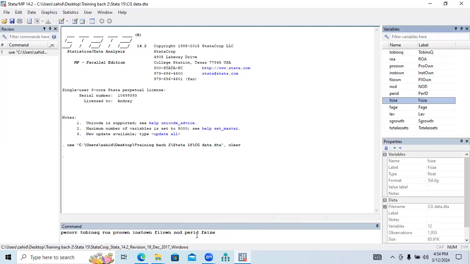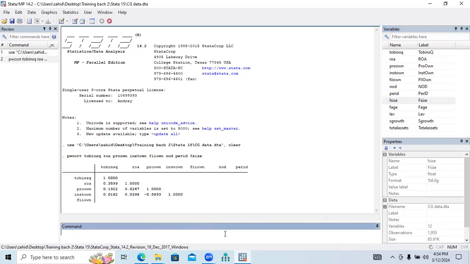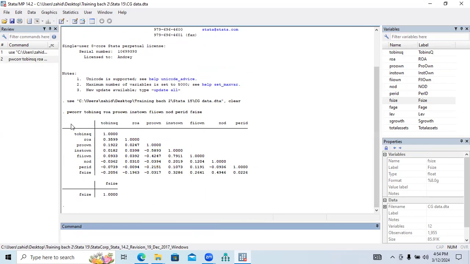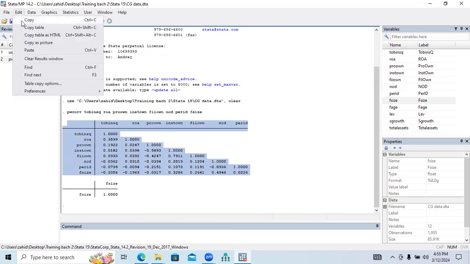So let's suppose these are the variables that I would like to see the Pearson correlation. You just need to enter it first, and you will see a correlation table like this. So what you need to do is just copy it from here, copy table, and put it in the same way as you have done previously in the case of descriptive statistics.